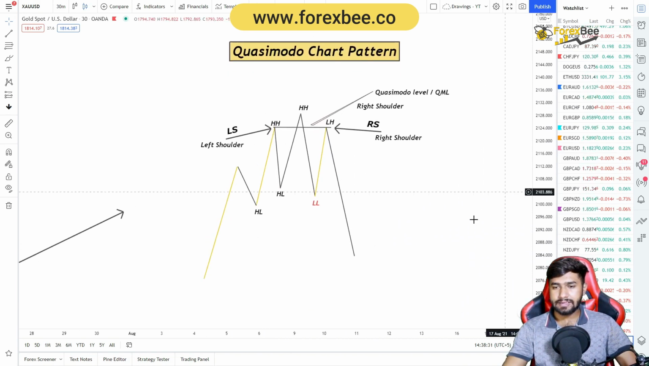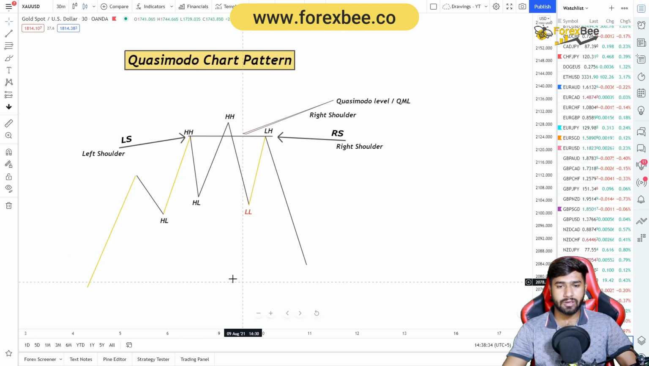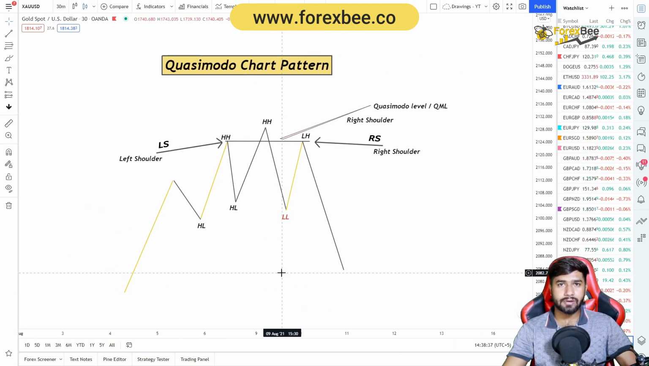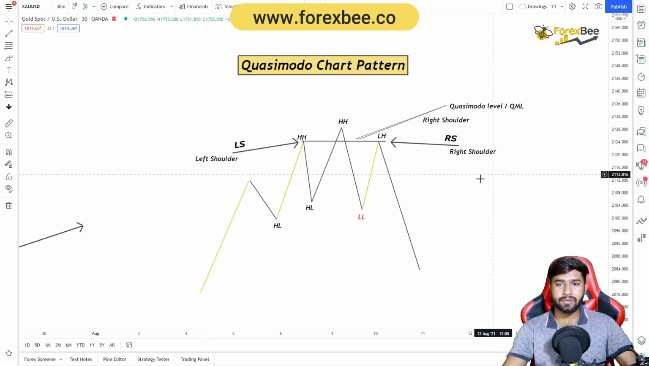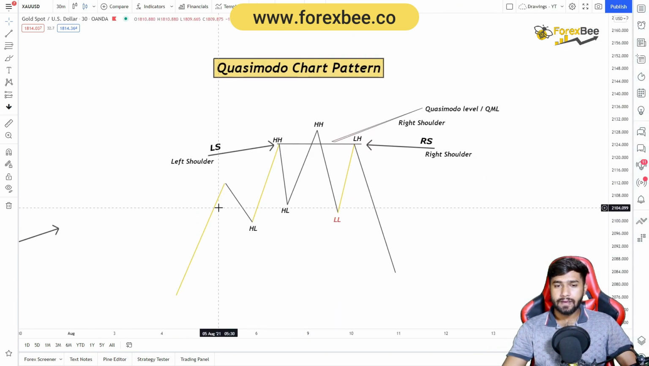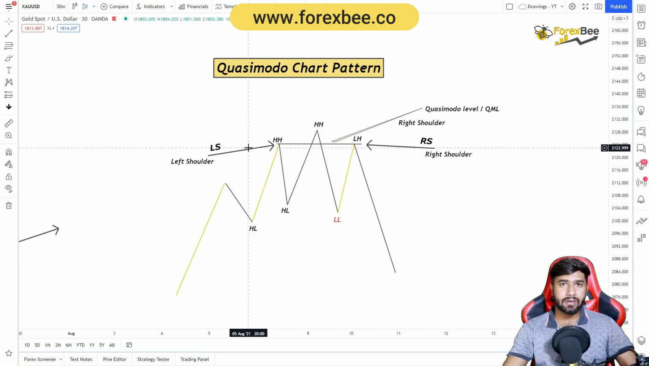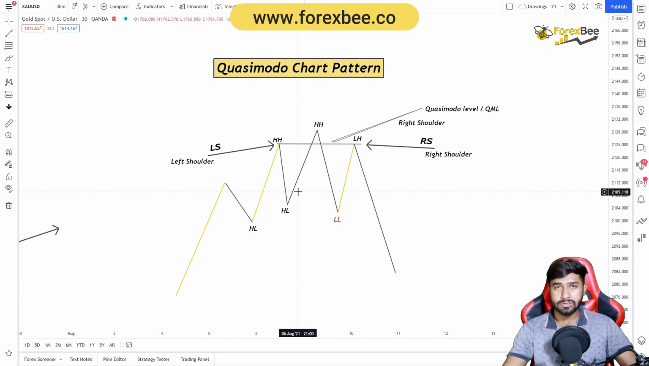So first of all, let's see what the Quasimodo chart pattern is. As I said earlier, the Quasimodo chart pattern is used as a trend reversal pattern in Forex. There are other trend reversal patterns as well, but the winning ratio of the Quasimodo chart pattern is above all of them. The Quasimodo chart pattern is detected whenever you spot two consecutive higher highs or higher lows. So let's say you're talking about a bullish trend, and in a bullish trend, if there are two higher highs and higher lows formed, then we can start considering the Quasimodo chart pattern.